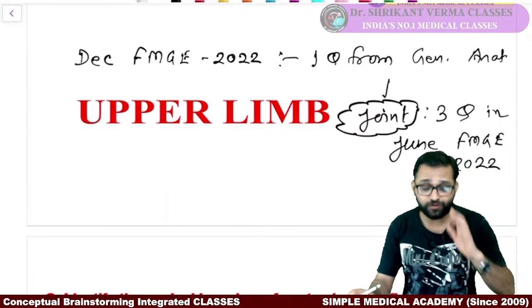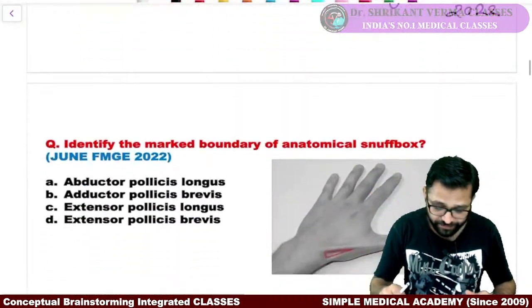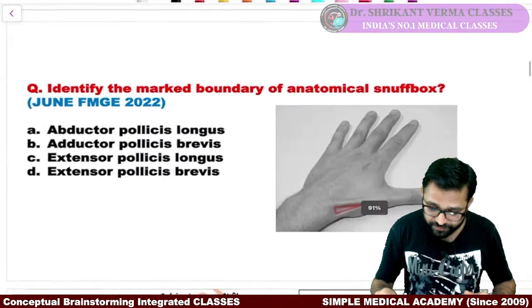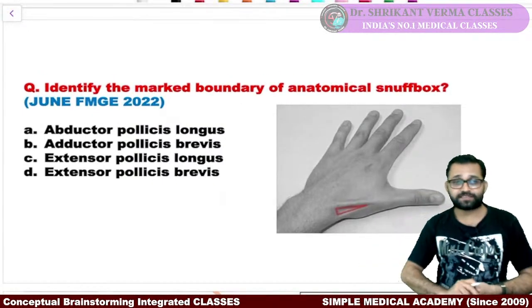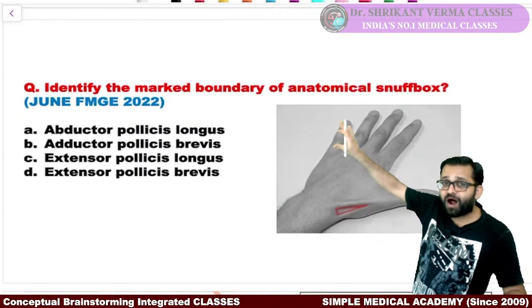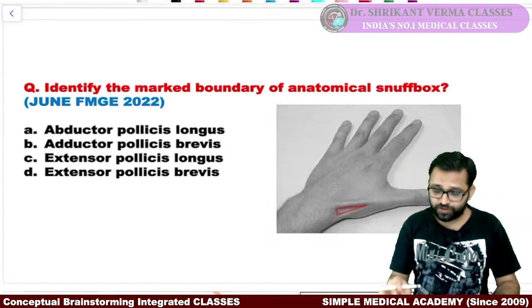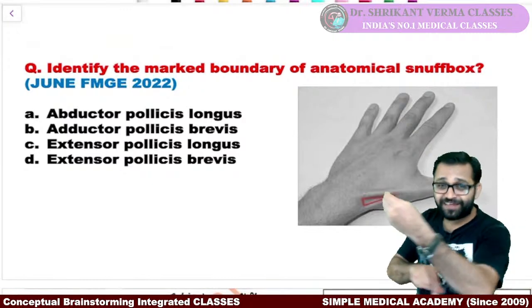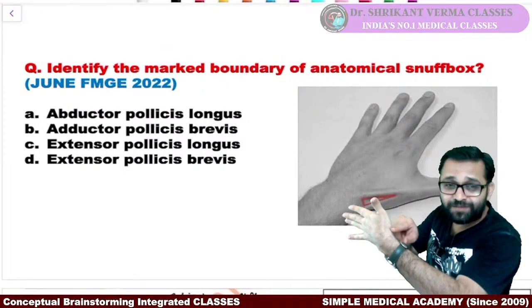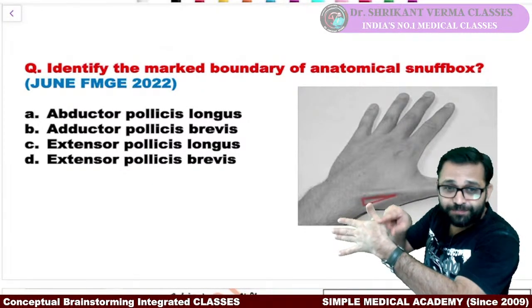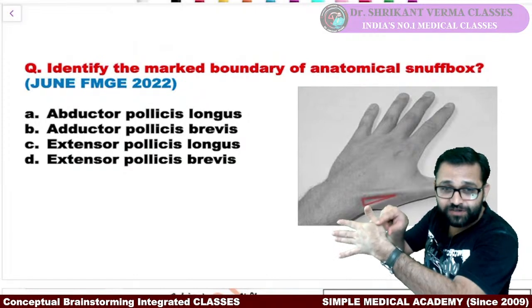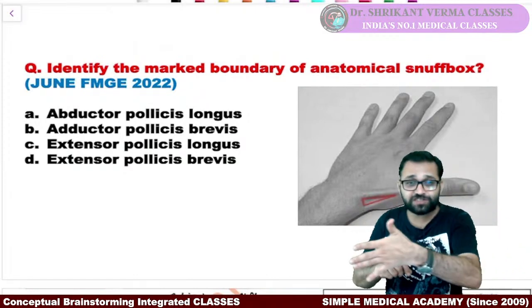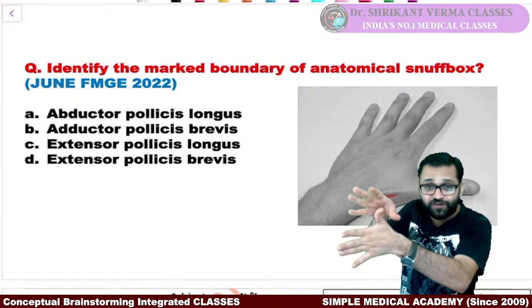Yes, now we are going to talk about our upper limb. See here, we are going to talk about this portion. Yes, this is the question: identify the marked boundaries of the anatomical snuffbox. So here was the image, and many times I taught you. See here, extend the thumb. At the base of the thumb, there is one triangular depression. Can you see? Yes, there is a triangular depression.